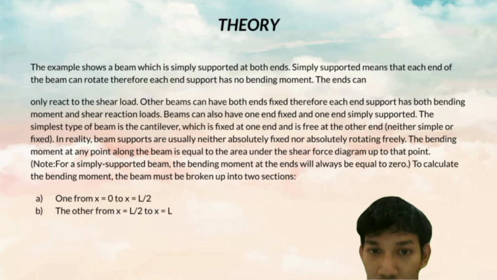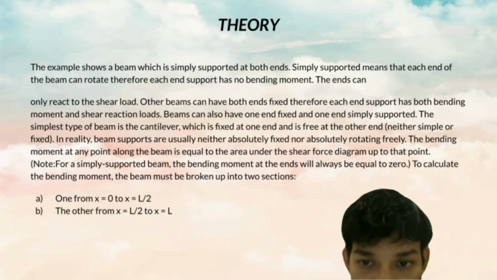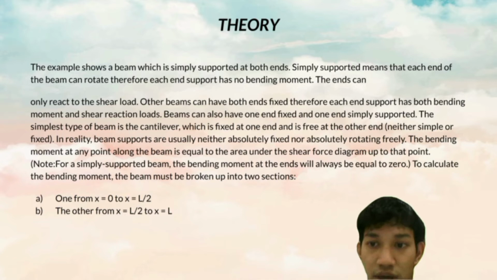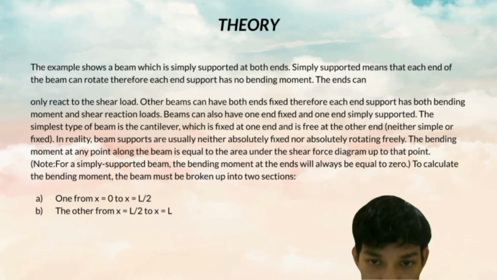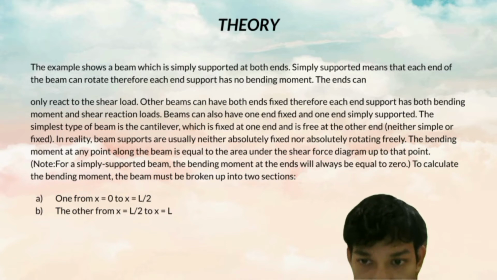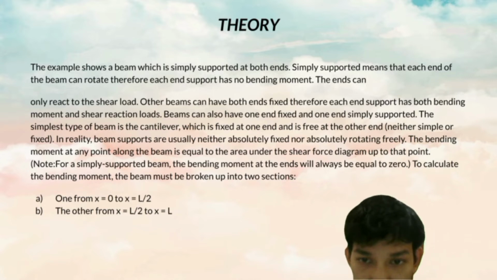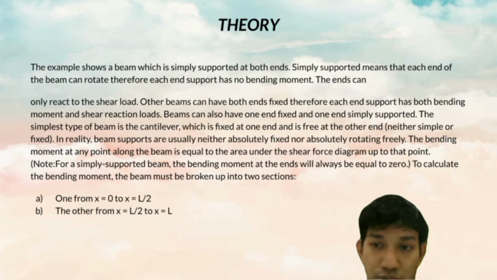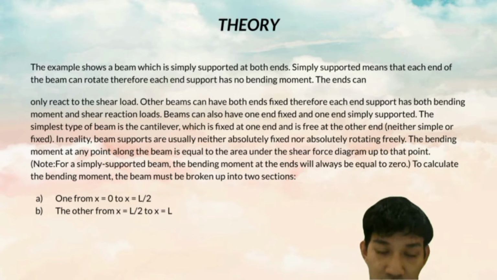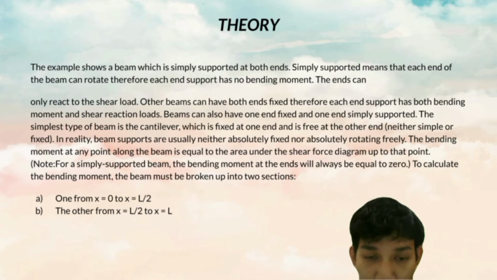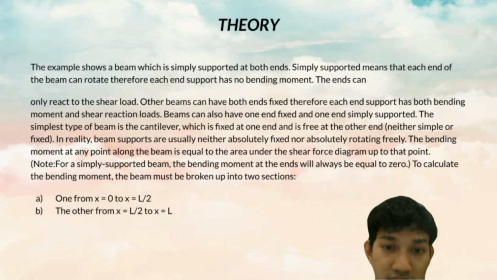In reality, beam supports are usually neither absolutely fixed nor absolutely rotating freely. The bending moment at any point along the beam is equal to the area under the shear force diagram up to the point. For a simply supported beam, the bending moment at the ends will always be equal to 0. To calculate the bending moment, the beam must be broken up into two sections. The first one from x equal to 0 to x equal to L over 2, and the other one from x equal to L over 2 to x equal to L.